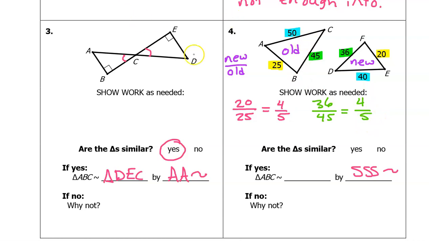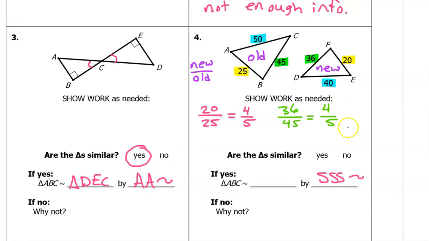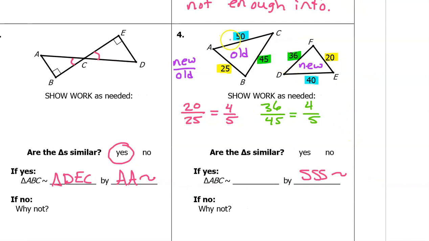So let's do one more. Let's do this blue pair. Okay, new over old. So we're going to do 40 over 50. If you divide both of these by 10, obviously you're going to get 4 over 5. So notice that we are getting the same scale factor every time. That means that these 3 pairs of sides are all proportional. So this will be side-side-side similarity.